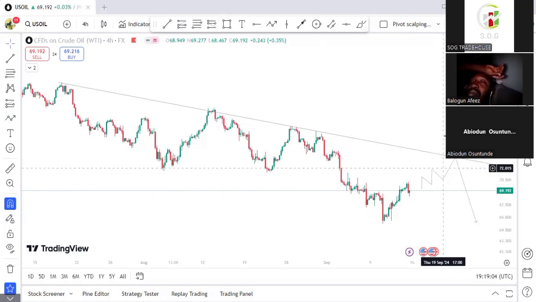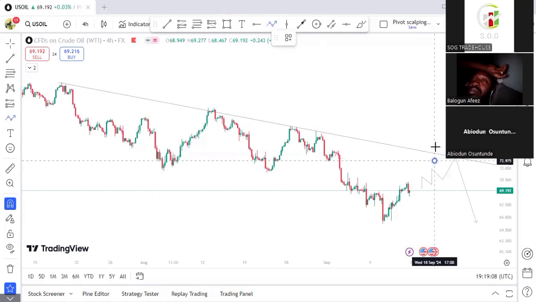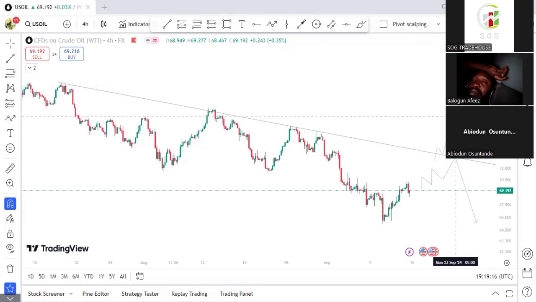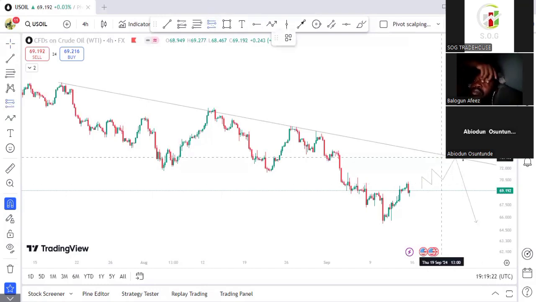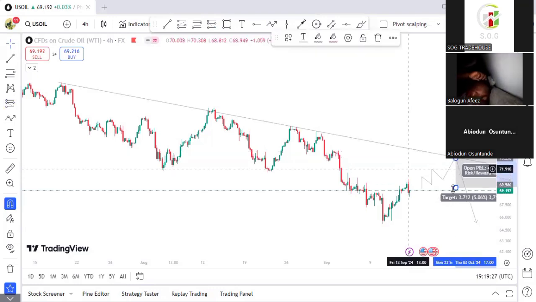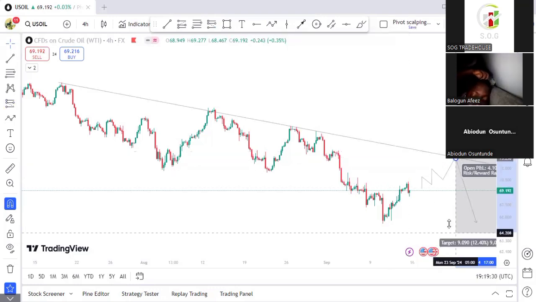But if the market breaks this trend line at this point, we wait for the retest of the trend line and we continue the move to the upside. But basically with the trend I'm seeing now, US oil will continue dropping to the downside. US oil will continue with the sell move to the downside.